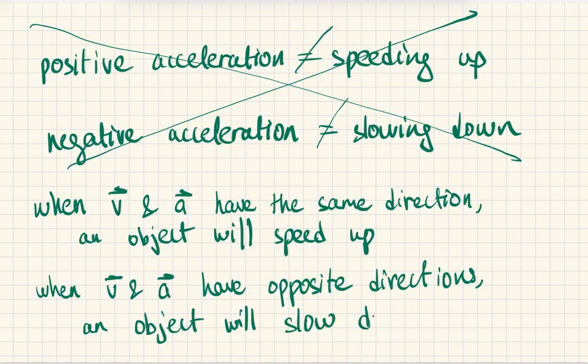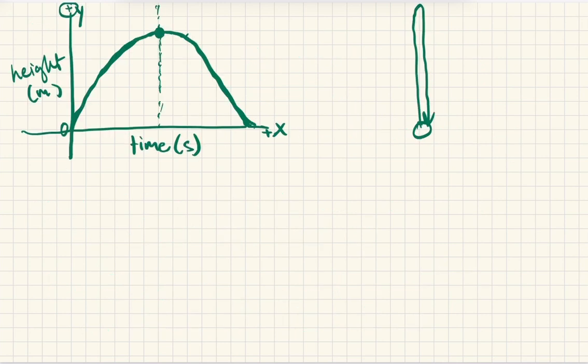Remember that velocity and acceleration are both vectors, which is why we need to consider direction. So let's think about the example of an object that is launched straight up into the air and then falls back down to its original height, okay?